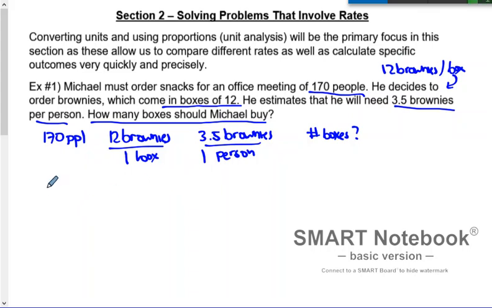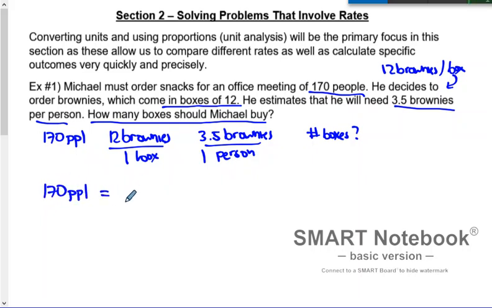Okay, so I have 170 people. Each one's going to eat 3.5. So I could do 170 times 3.5 and figure out how many brownies. Now, if I wasn't sure if I was supposed to multiply or divide, I know some people get confused, we can set up a proportion. So I will show you how we would do that.